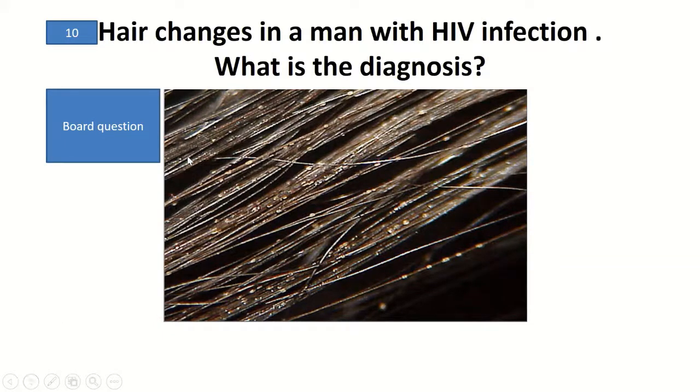Question 10. Hair changes in a man with HIV infection, what's the diagnosis? This figure shows white nodules along the hair. As indicated before, this is equivalent to white piedra. The history demonstrates one clue compatible with white piedra: HIV infection. But there is still another question to be answered. How to differentiate piedra from pediculosis? As a rule, nodules of white piedra attach to the upper part of the hair.